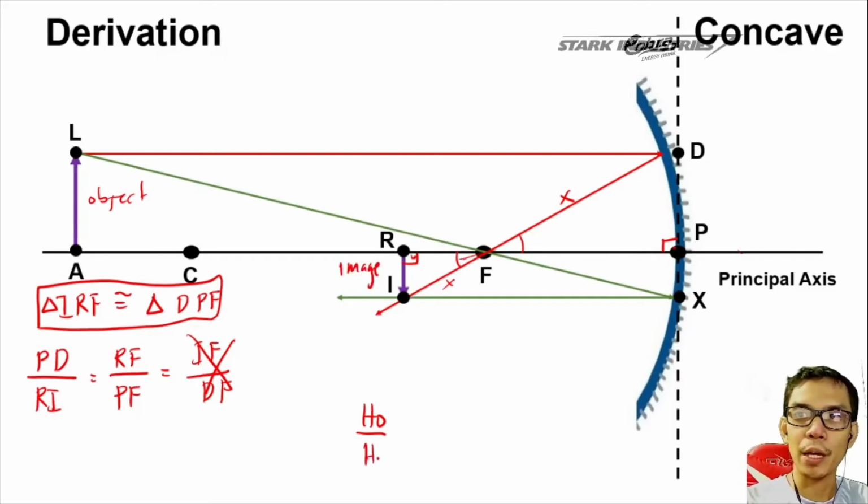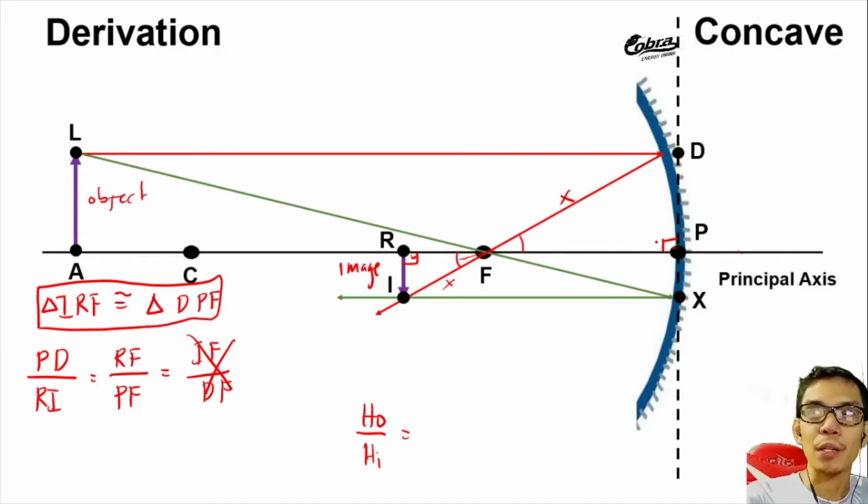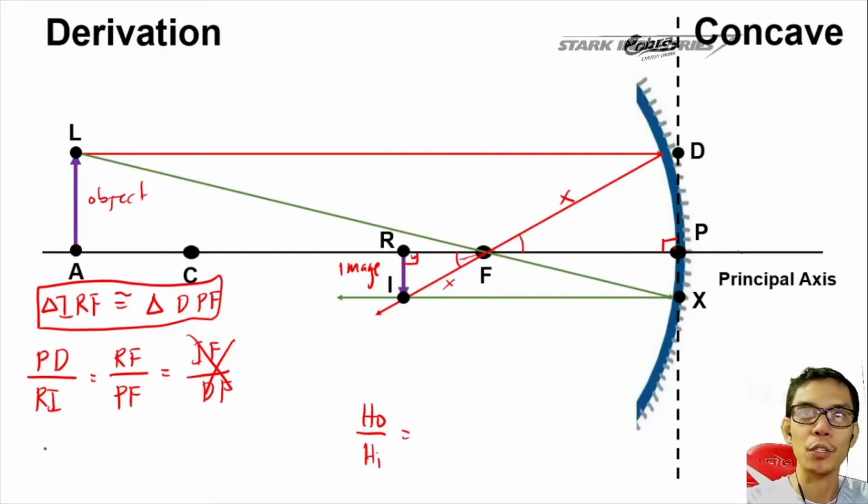So we can say that this is the height of the image. Alright, so how about RF and PF? Now, RF and PF lie on RP. We can say that RP is the total distance of the image to the mirror. So we can get RP by adding RF plus PF, respectively.